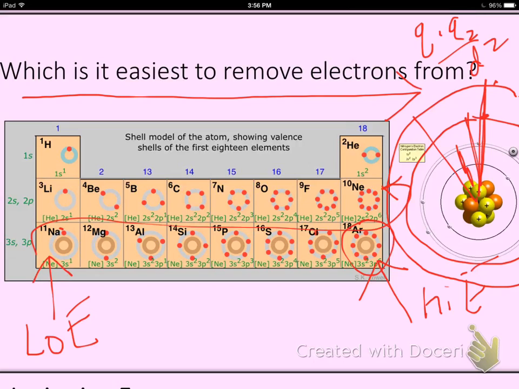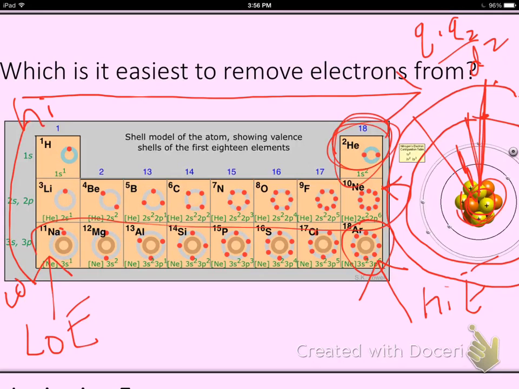So the further away the opposite charges are, the less strong the force of attraction, right? Because these electrons are so far away from the pull of that positive nucleus, they feel less pull, okay? So it's going to be lower here and higher energy up here. So the highest part of the periodic table is the upper right.